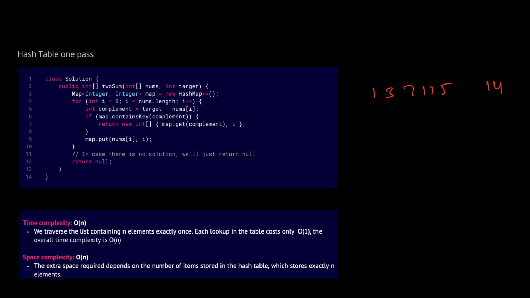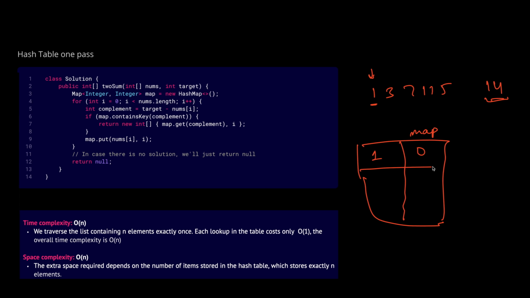While building the hash map itself, can we find out the complement element? We have this map, and we do the same thing as in the last solution. The current element is 1, so the complement element is 14 minus 1, which is 13. Do we have 13 in the map? We don't, so we do nothing and just store 1 and its index.